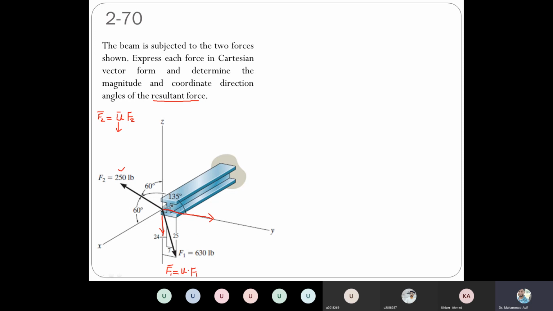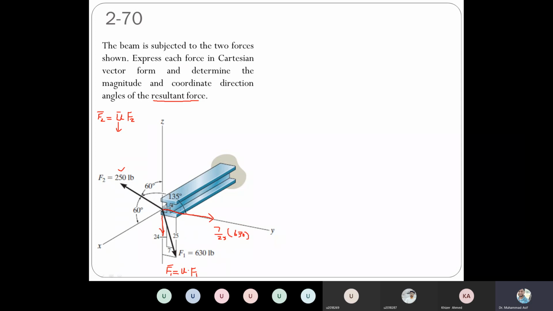So if you want to know the component along the y-axis, let's say Fy, you need the side parallel to this one, and parallel to this one is 7, right? And how much is the hypotenuse? 25. So 7 by 25 multiplied by the total force. And what is the total force? 630. Right, so that will give you the component along the y-axis.